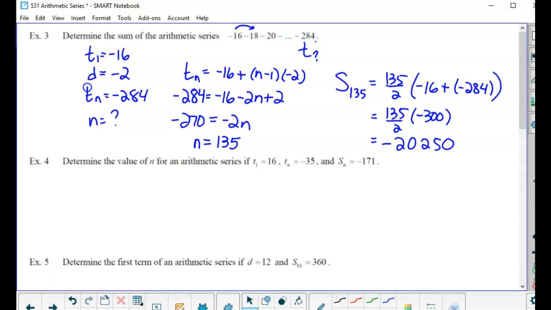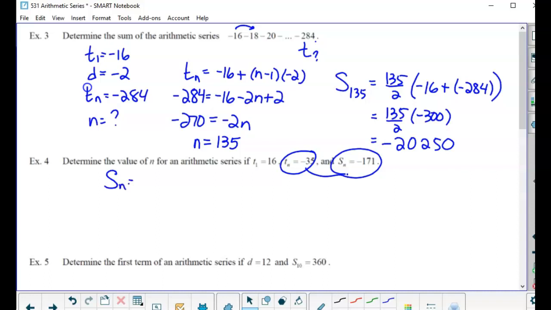Okay, next one, determine the value of n for an arithmetic series if you know the first term, the nth term, and the sum of those n terms. So we don't know how many terms there are, but we know the term value of the last one and the value of the sum. Okay, so if these match up, then we can use that first formula.